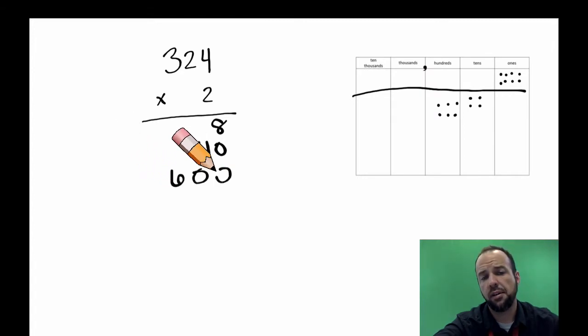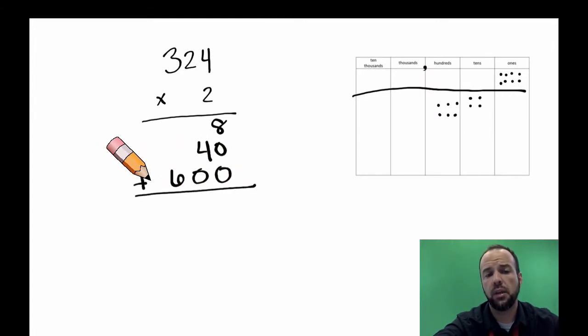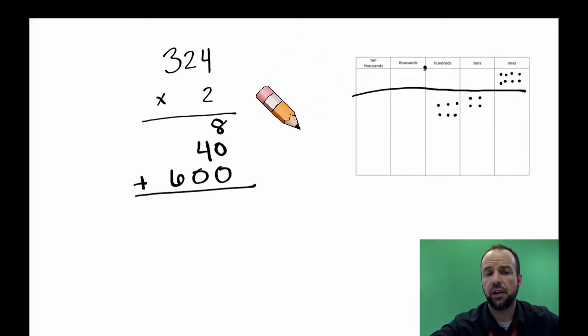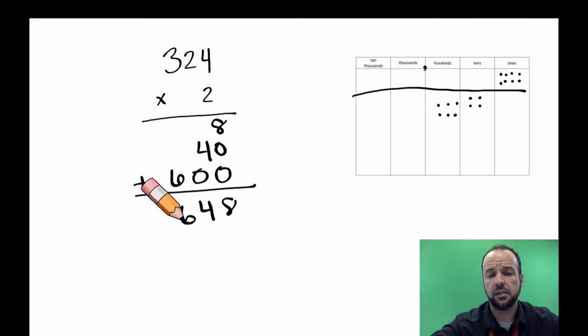6 hundreds. Perfect. Now, these are what we call the partial products. These are part of our final product. It's part of the multiplication problem. So I have to take all of these parts and add them together to get my final answer, the final product. So 8 plus 0 will give me 8. 4 and 0 is 4, and 6. So 648 will be the answer to this problem.